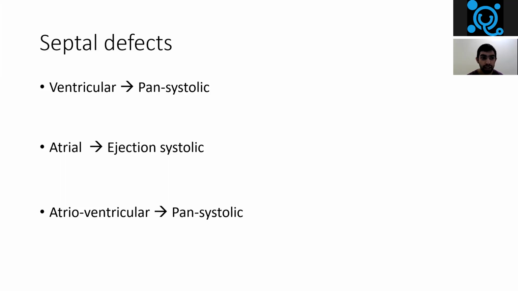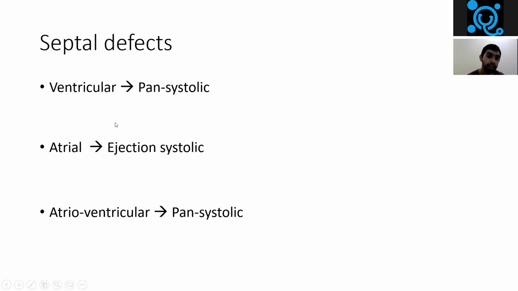And the vast majority of these will have a septal defect. So they will either have a ventricular septal defect, atrial septal defect, or what we call an atrioventricular septal defect. And these are essentially holes in the respective septa.